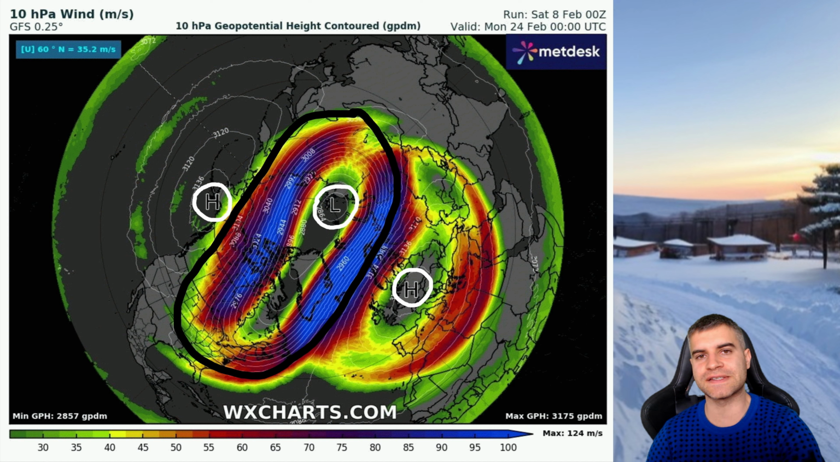This is the most likely scenario. So we're going to monitor in the next days and see exactly how this cold wave is going to affect Europe, and we're going to see all the details unfolding day by day when we have new data. So stay tuned for my next forecasts.